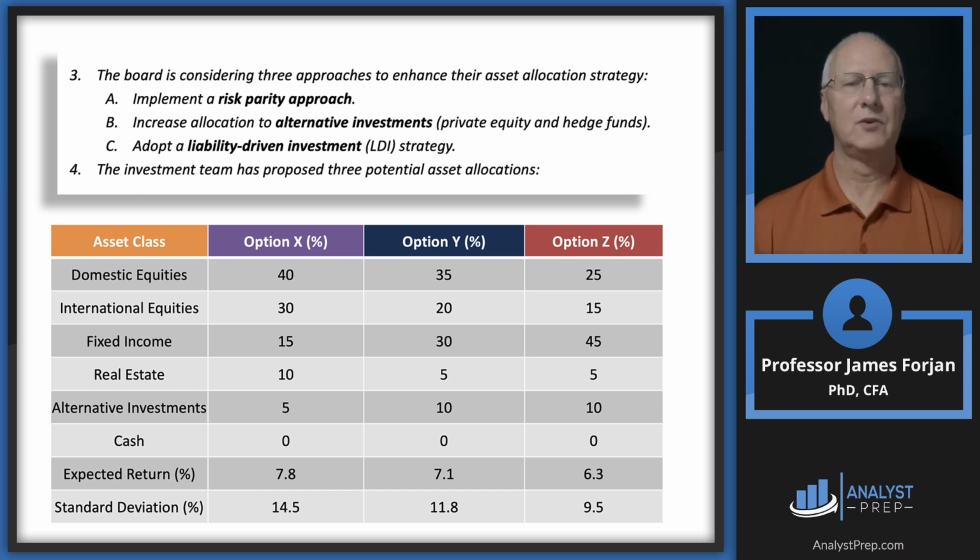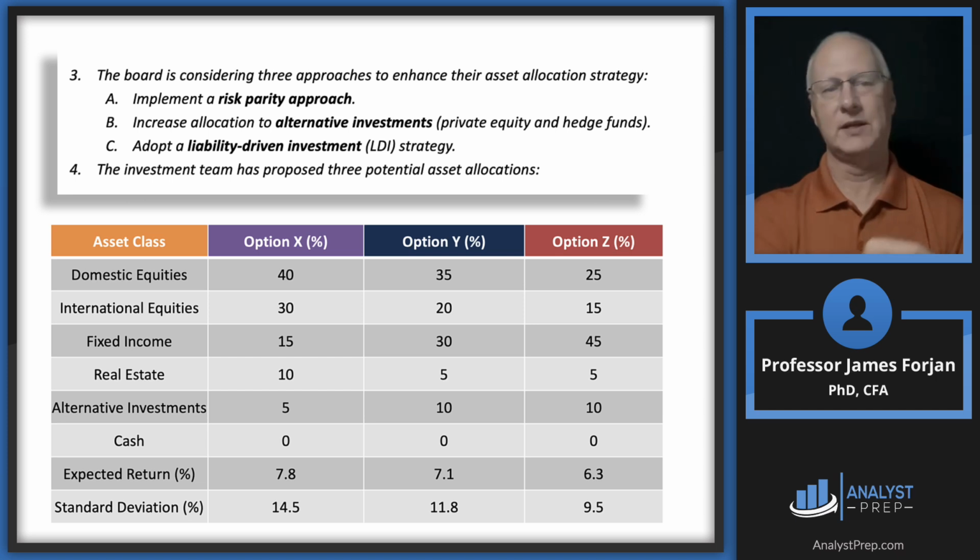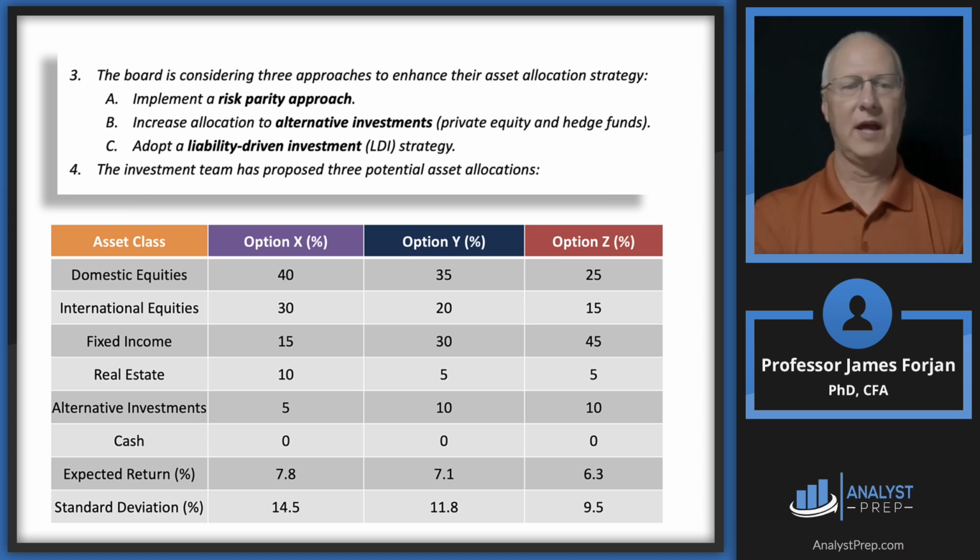liability-driven investment strategy. So here are the 3 potential asset allocations. So notice we've got purple, dark blue, and I don't even know what that color is over there. So X, Y, and Z. All right, notice that when you go from X over to Z, we decline in allocation to domestic, we decline in allocation to international, we increase our allocation to fixed income, and then we've got alternatives there, 5 or 10. Remember I said probably a little bit. So taking a quick look at these things.